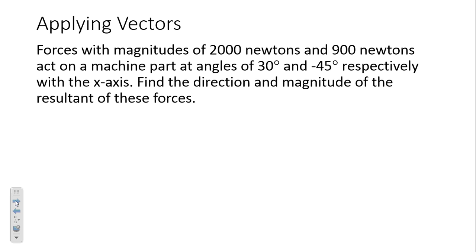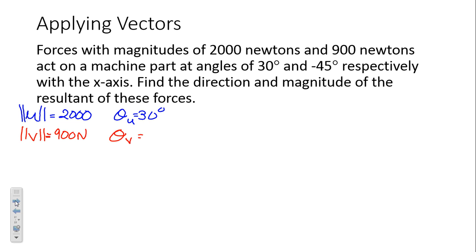Okay, so we've got a force of 2,000 newtons. We'll let that be our U. The magnitude of U is 2,000, and it has a direction angle of 30 degrees. The magnitude of V is 900 newtons, and its direction angle is negative 45 degrees.